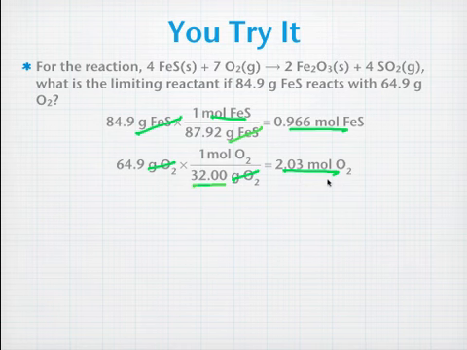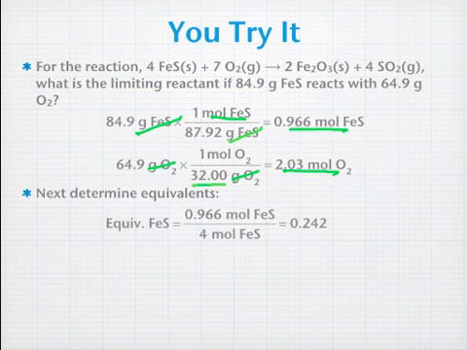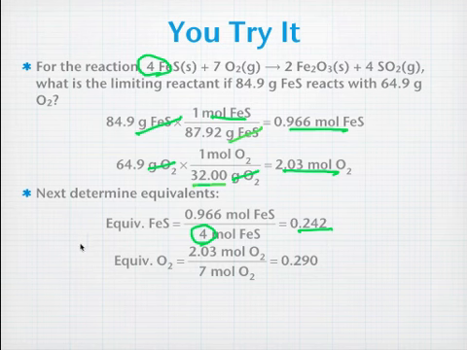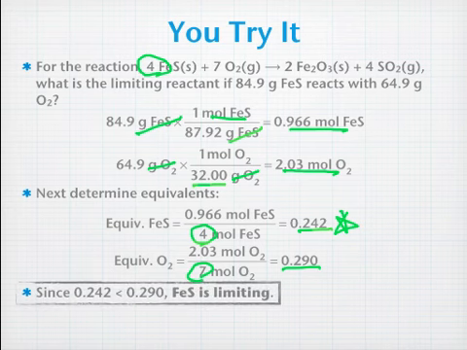All right, we're not quite done yet. As you recall, we have to determine the equivalence. So for the iron 2 sulfide, divide the 0.966 by the 4 moles. Here's the 4 moles in the balanced chemical equation to get 0.242 equivalents of the iron 2 sulfide. For the oxygen now, we have 7 moles in our balanced chemical equation. So 2.03 divided by 7 is 0.290. But obviously I knew that, so I gave you a lot more oxygen than you might need, because at this point now we identify the fewer number of equivalents that the iron 2 sulfide is the limiting reactant.